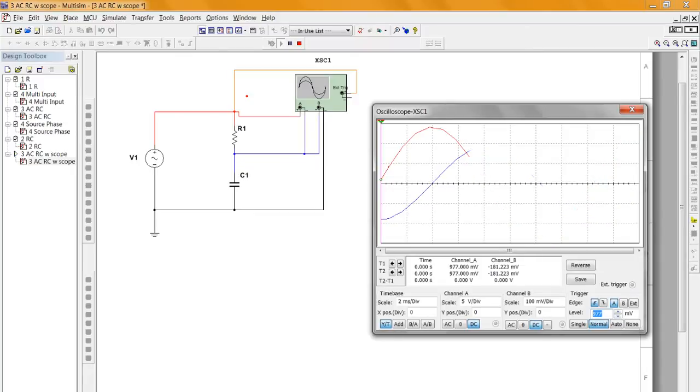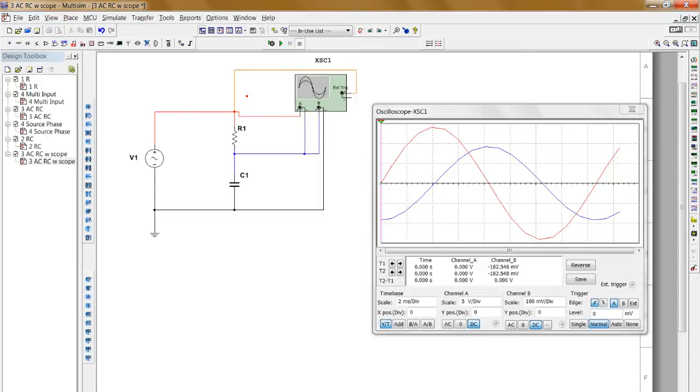Let me see if I can type in 0. Yeah, so there it is. So now it's triggering right at 0. And oscilloscopes, just like in real life, are a little bit finicky when you're triggering at 0. So just keep that in mind. Any questions? Okay, good. Let's move it right along then.